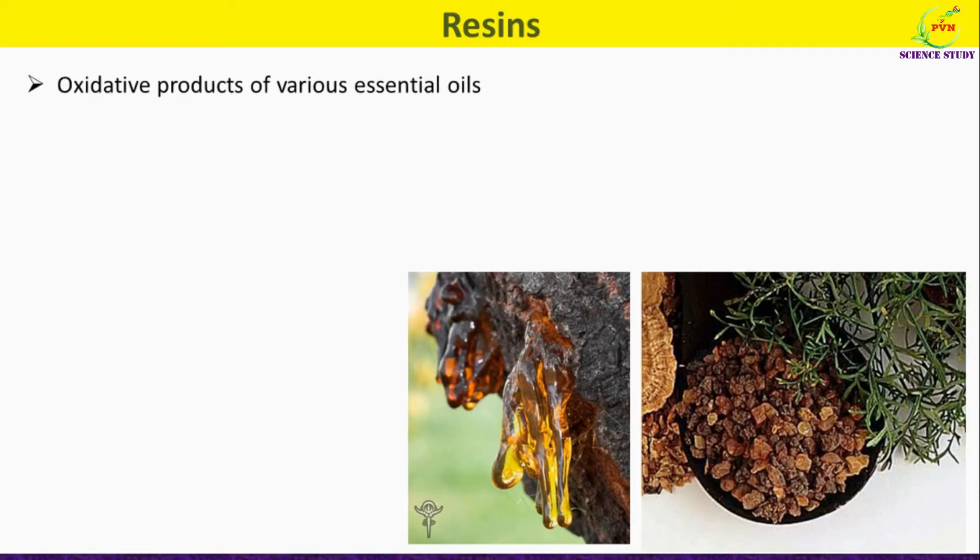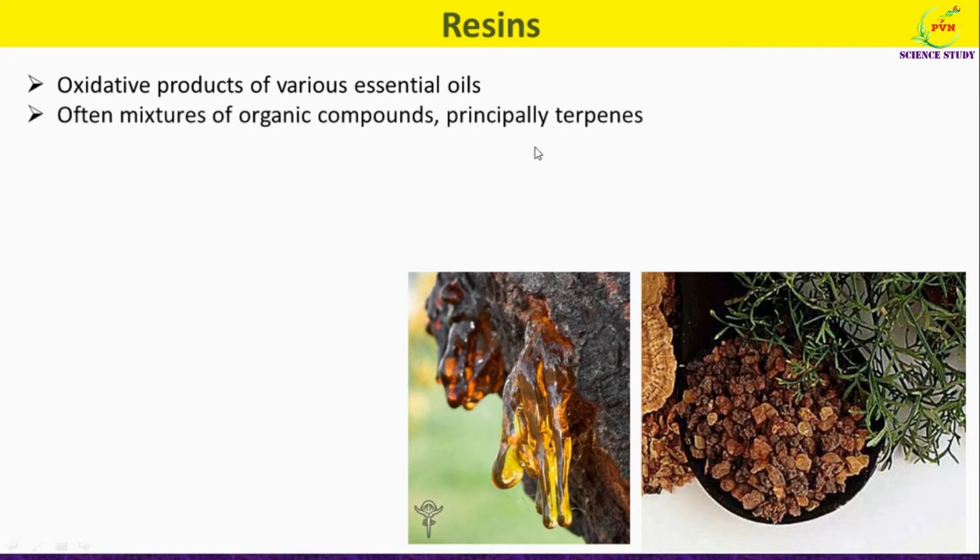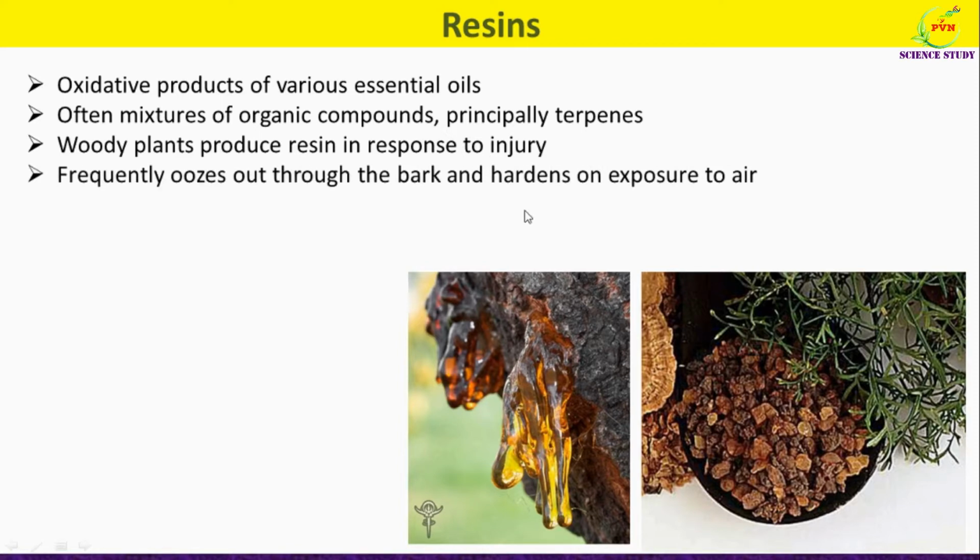Resins are the oxidative product of various essential oils of plant origin. Resins are often mixtures of organic compounds, principally terpenes. Resins are produced by woody plants in response to injury. Resins frequently ooze out through the bark and harden on exposure to air, as you can see here.